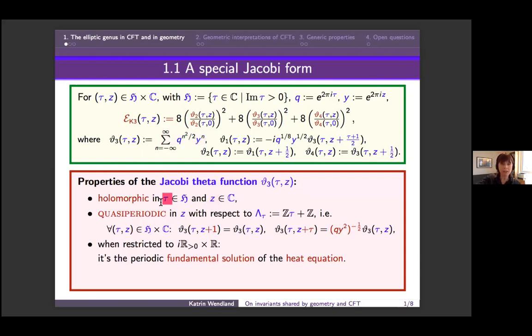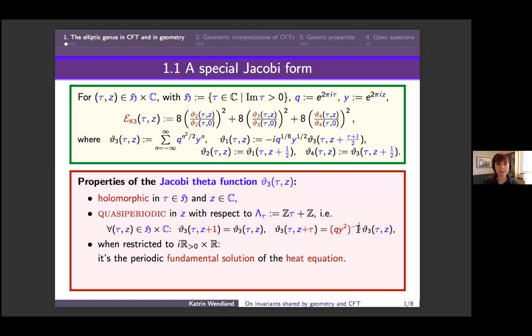So that's okay. It's also quasi-periodic in the parameter z with respect to this lattice. And by this, I mean that on the one hand, the function doesn't change at all if you shift z by integers. And on the other hand, it only mildly changes if you shift by integral multiples of tau. By mildly changing, concretely, I mean that you have to multiply by some prefactor, which is very much under control.